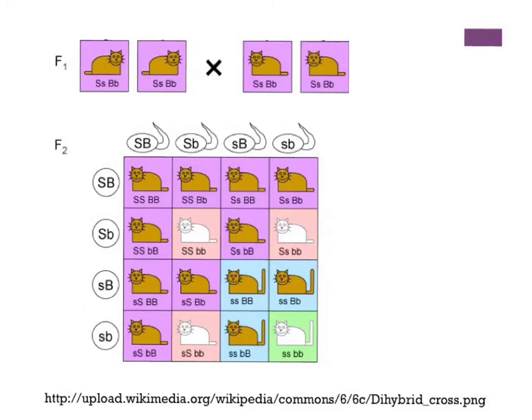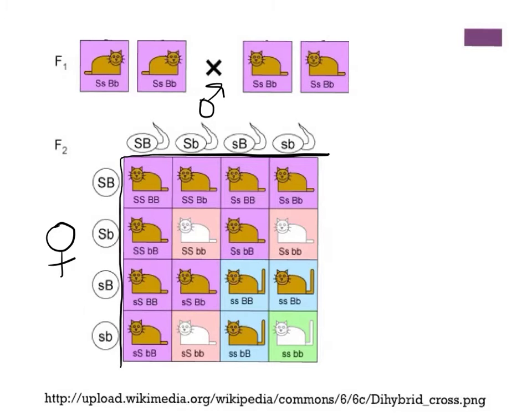And notice we have the female on this side and the male there on the top. And so with four different gametes for the male and four different gametes for the female, that leads to 16 different possible combinations that can happen.